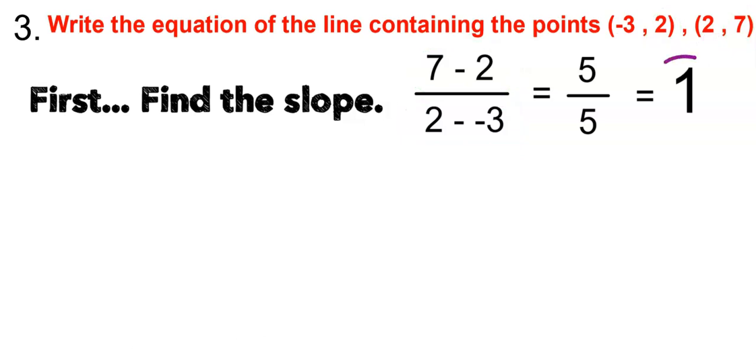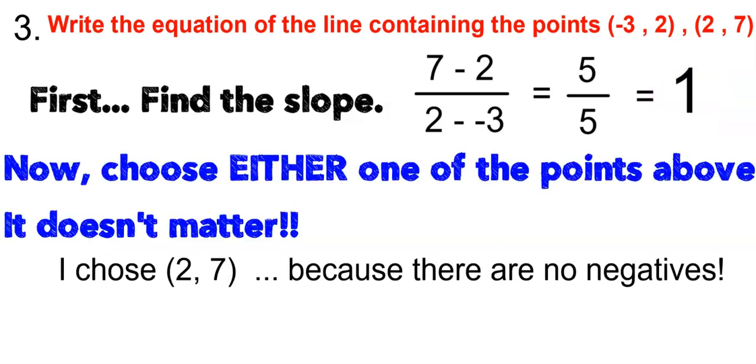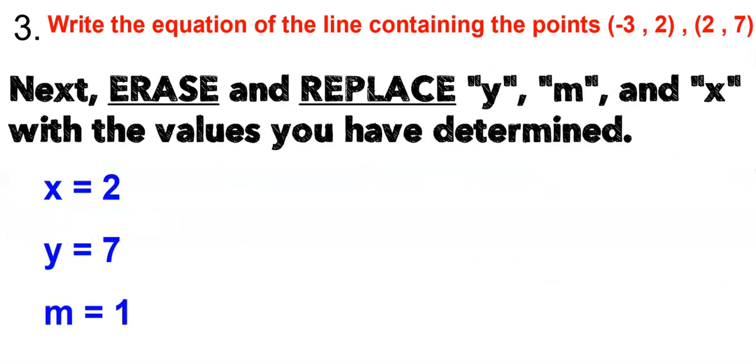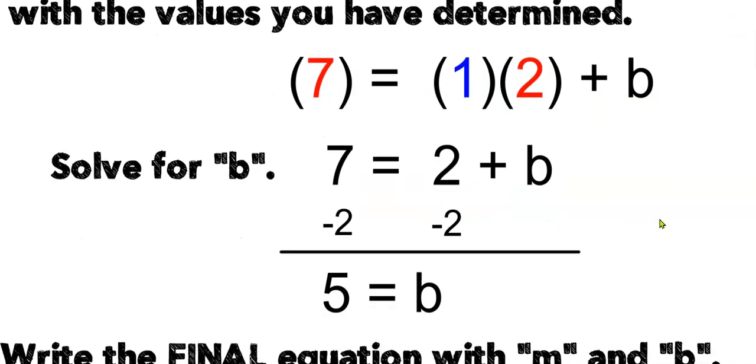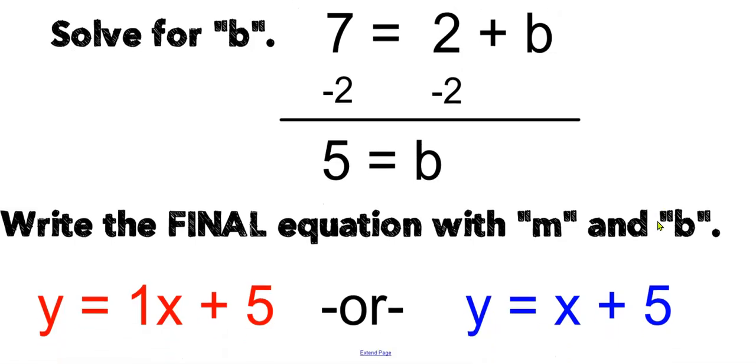Now that I have my m value, I need an x and a y value. And what I'm going to do is choose any point from above. I can choose this one, or I can choose that one. I'm going to choose this one because all the numbers are positive. Once I have my x, y, and m values, I'm going to erase and replace just like I did before. Put my y, my m, and my x, solve for b, and then put those two numbers into the equation. This red sentence is exactly the same as this blue sentence.